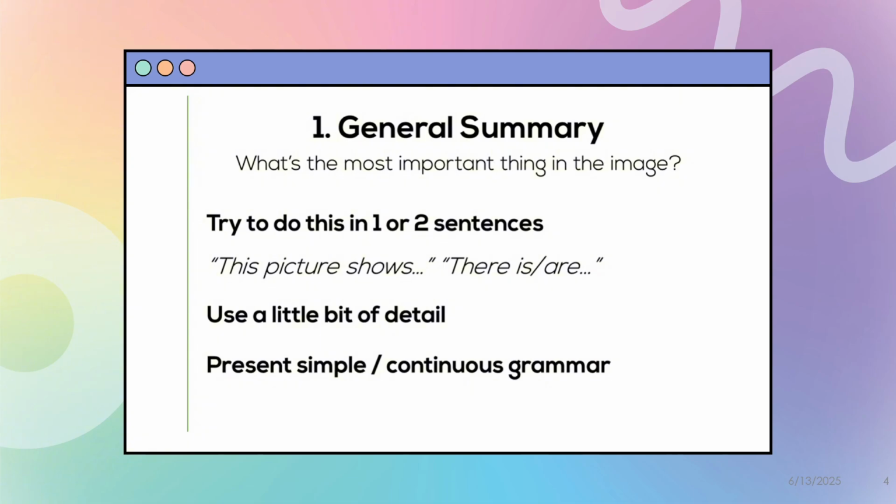Or maybe there is a beautiful park at the back with a lake. So whatever you see, you describe. You use a little bit of detail. For example, the lake is blue and it is very big. And you use simple and continuous grammar. For example, she is walking over here, or she walks on the pavement. Those are simple and continuous grammar.